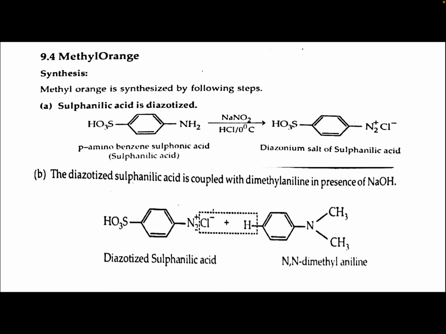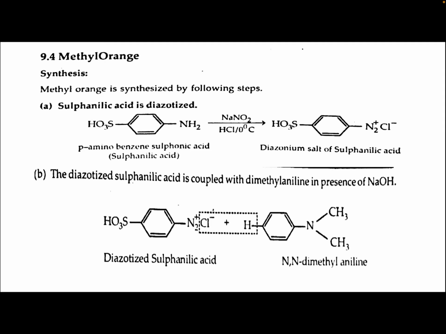First is methyl orange synthesis. Methyl orange is synthesized by the following steps. In the first step, sulfanilic acid is diazotized. Sulfanilic acid is also called para-aminobenzene sulfonic acid. In the para position, an amino group and a sulfonic acid group are present. In the presence of sodium nitrite and HCl at 0 degrees centigrade, it gives the diazonium salt of sulfanilic acid.